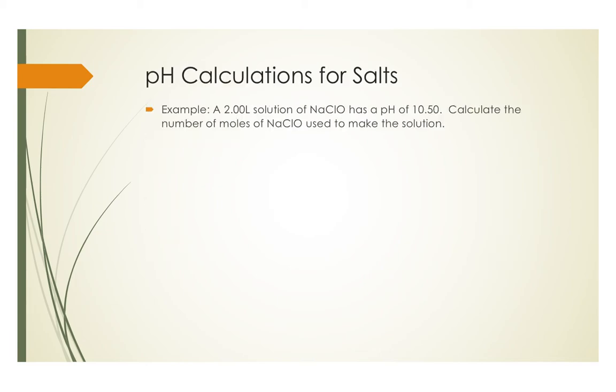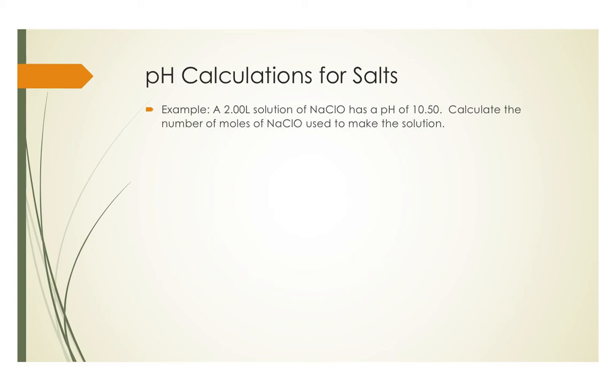All right, so that then brings us to pH calculations for salts. So if I put a salt into solution and it does affect the pH, how do I go ahead and do calculations having to do with this? Well, here's our example. A 2-liter solution of NaClO has a pH of 10.50. Calculate the number of moles of NaClO used to make the solution.